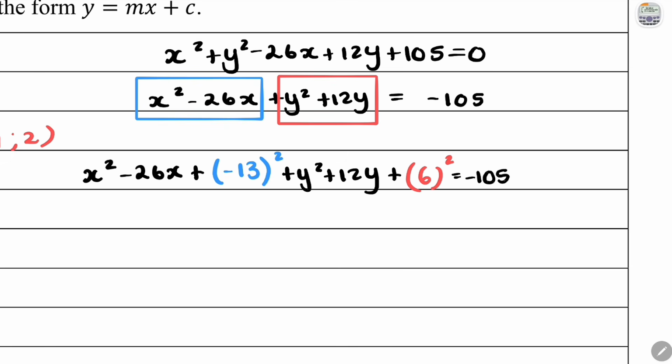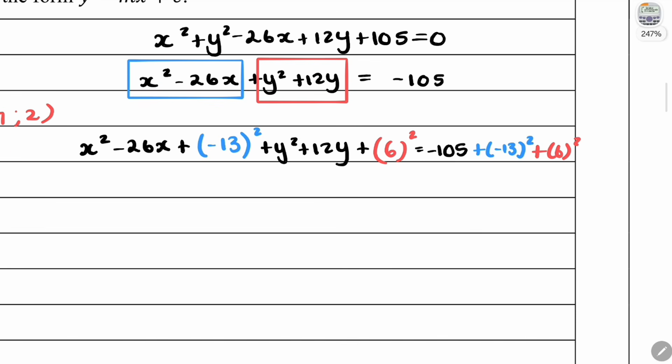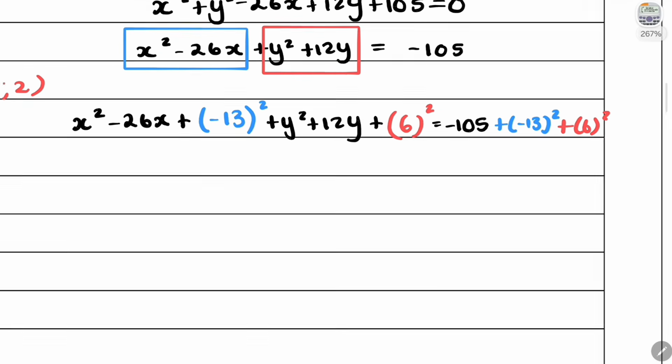But here's the thing about equations. If you just did this, you would tamper with this equation and completely change it. We're not changing the equation, we're simply changing the way it looks. So what you do on the one side, you must do on the other side. Because we added negative 13 all squared on this side, you must do the same on the right-hand side. Likewise, we must also add 6 all squared here as well. And now our equation is balanced and we can simplify.